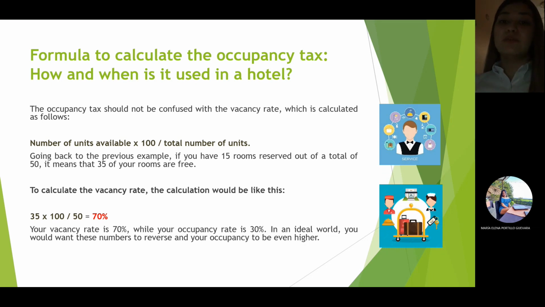35 for 1,000 and 50 is like a 17%, 70%. Your vacancy rate is 70%, while your occupancy rate is 30%. In an ideal world, you will want this number to reverse and your occupancy to be even higher. So you need to be really focused on that percent.